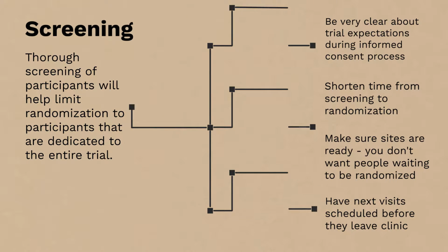So when you're thinking about screening the participants, you really only want to randomize participants that you have a reasonable belief will complete the study. A thorough screening of participants will help limit randomization to those that are dedicated to the entire trial. That means you need to be very clear about trial expectations during the informed consent process. A lot of people will roll their eyes at how complicated the informed consent process has become. There are now new streamlined ways. So there's something called e-consent, where participants can watch videos and answer questions about the study so that you can ensure that they understand what they are essentially signing up for.